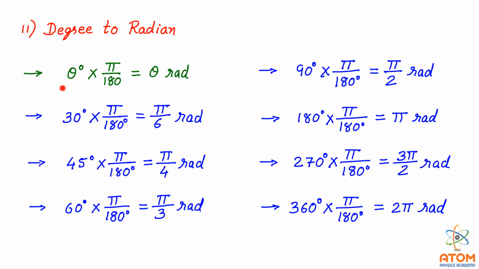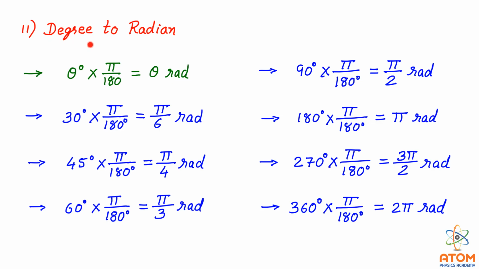See, theta in degree multiplied by pi by 180 gives you theta in radian. So whenever the angle is given in degree, you just have to multiply it by pi by 180, and you will get the angle in radian. And obviously vice versa, if the angle is given in radian, then you have to multiply it by 180 by pi, so you will get the angle in degree.